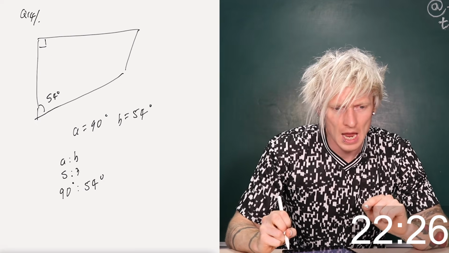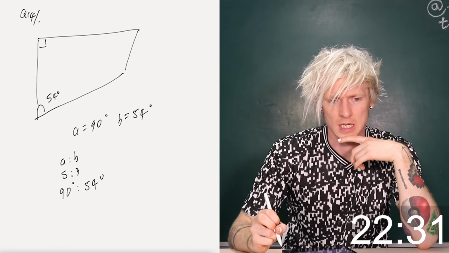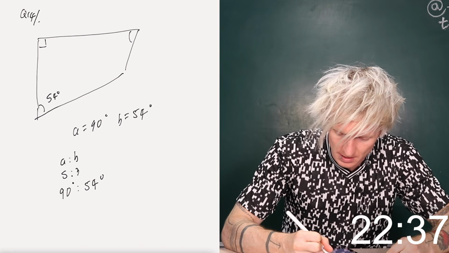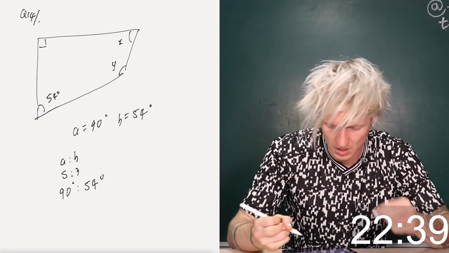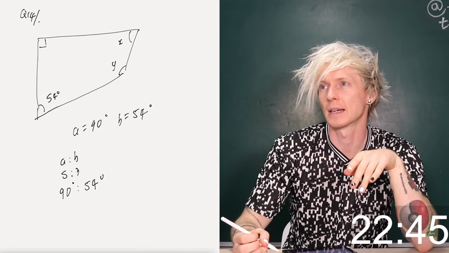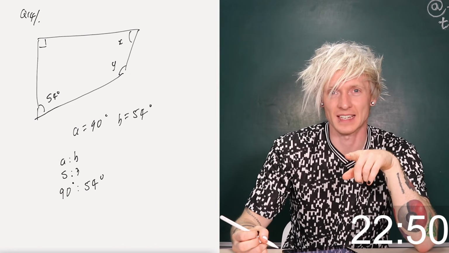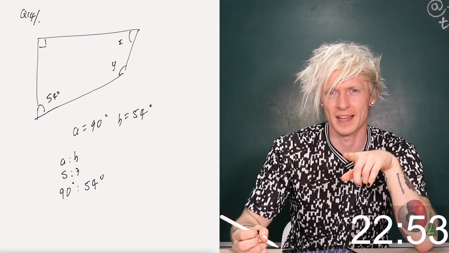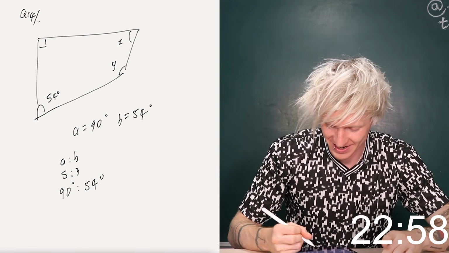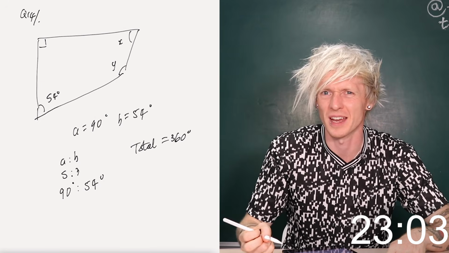X and Y are in this ratio 1 to 3. Show that B equals X. Okay, so this is X and this is Y. So it's a quadrilateral. So I know that the total angle has to be 360 degrees. I think that's a fact. Yeah, I'm going to stick with that. Right, so let's write that down.